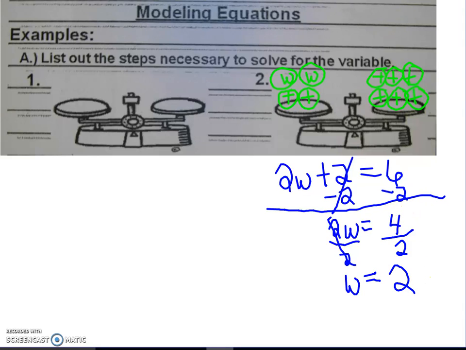Alright, so if we look at this, we can cancel out 2. We need 2 equal groups, so here's a group, here's a group. 2 is in each group. Okay, let's go to part B.